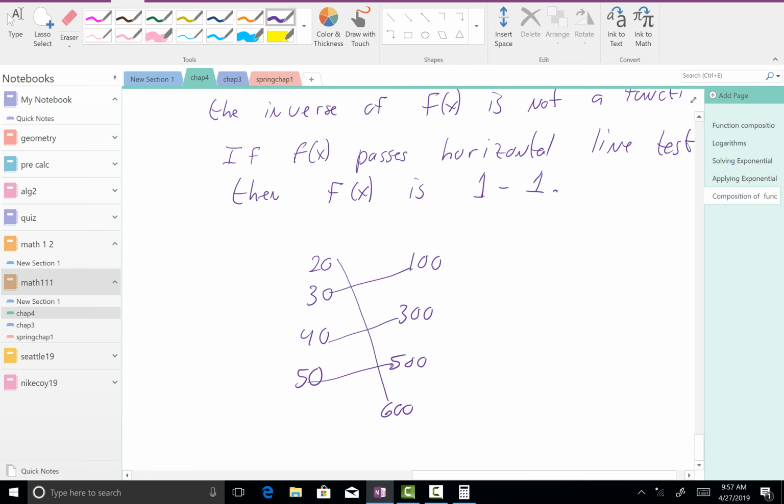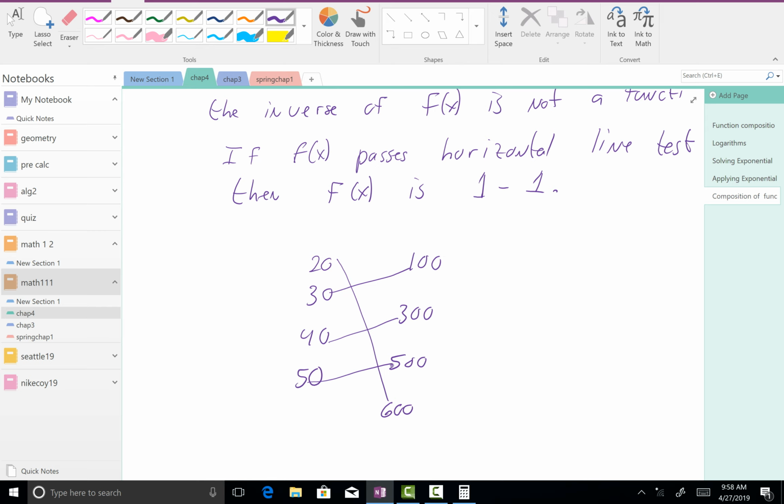Okay, so they would say, hey, is this 1 to 1? Are we okay there? So is this 1 to 1? Do each one of these x's go to 1 y? Yes. Do each one of these y's go to 1 x? 1 to 1. Okay, it's 1 to 1.